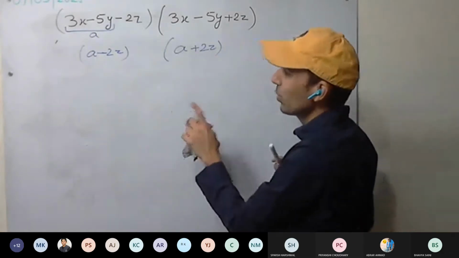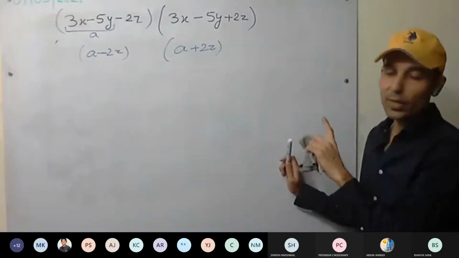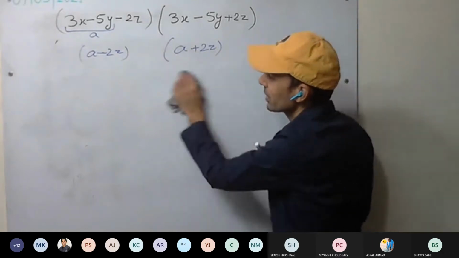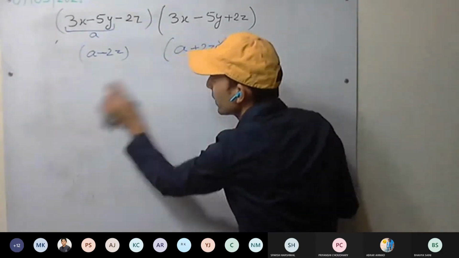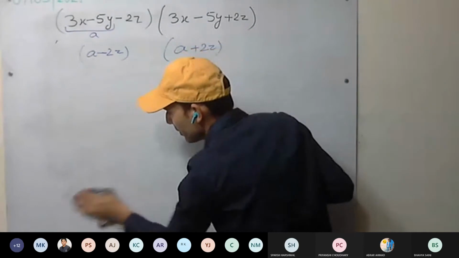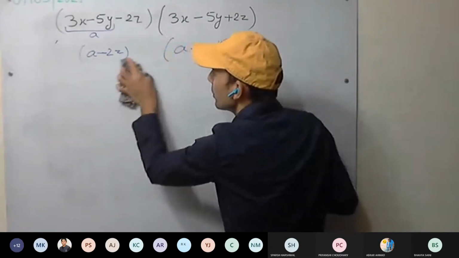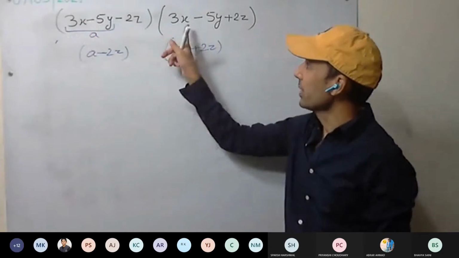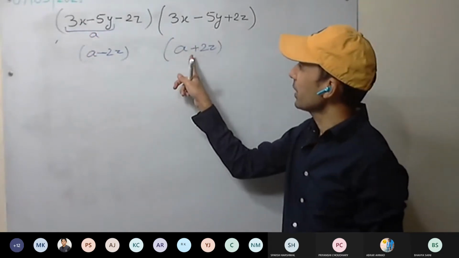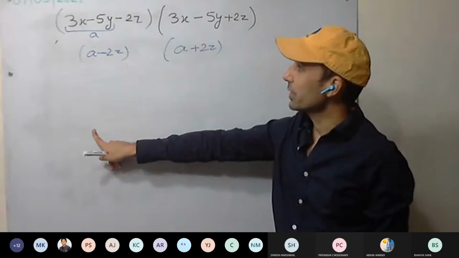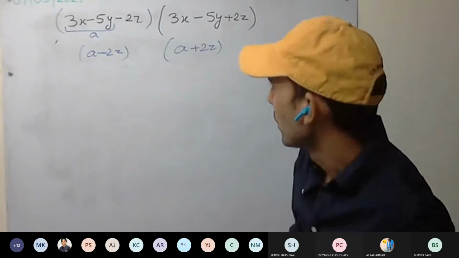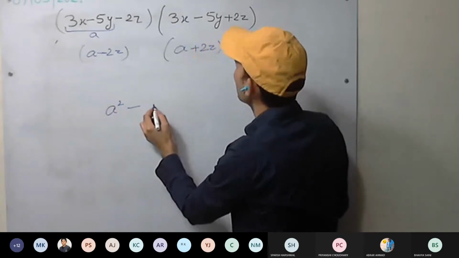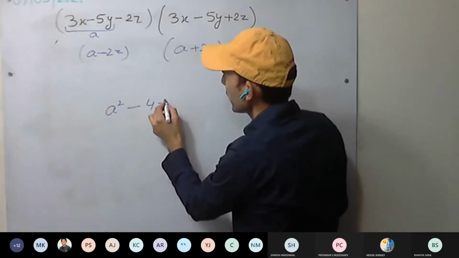First is A plus B the whole square. Second is A minus B the whole square. Third one, A plus B into A minus B, or A minus B into A plus B. That's the same thing because product is commutative. So third identity. Understood this one? 3x minus 5y as A. Okay. At last, which identity will you be using when you get this value, A square minus 4z square?